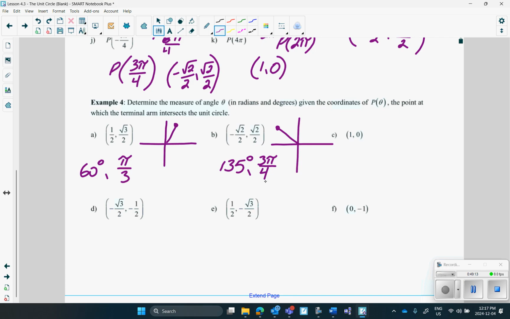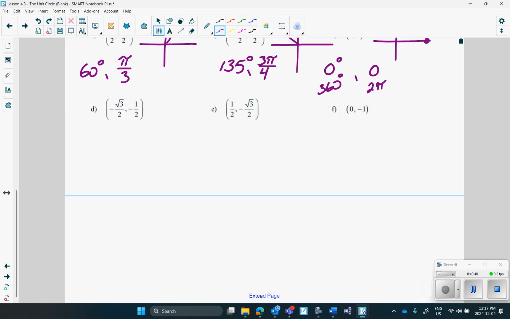1, 0 is here. What angle? So 0 or 360, and then in radians, 0, 2 pi. This one tells me quadrant 3 right away. And it's the longer one first, and then the shorter side. So it's here. 210, 7 pi over 6.